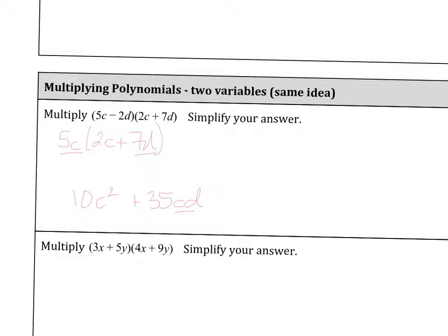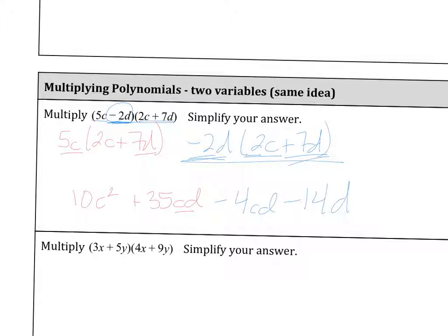So I'm just going to recommend that. For the next part, I've done the 5c times all this. Now I'll do negative 2d. I'll think of that as a negative 2d times all this stuff. So mentally, I'm thinking negative 2d times 2c plus 7d. And that's in my head. Or you can write it down if you have to. And then on my paper, negative 2d times 2c. Let's see, negative 2 times negative 2 is negative 4. And I'll have a c times a d. So I'll put that in alphabetical order. And then negative 2d times positive 7d is negative 14d squared.